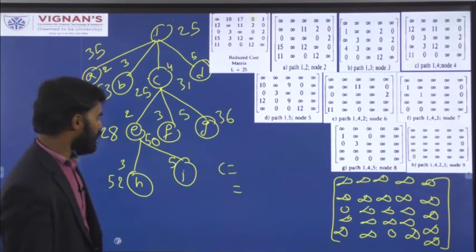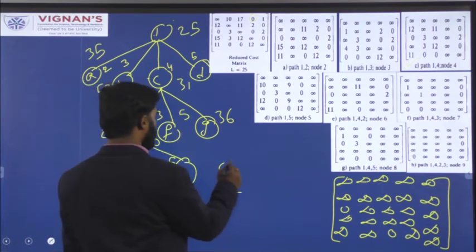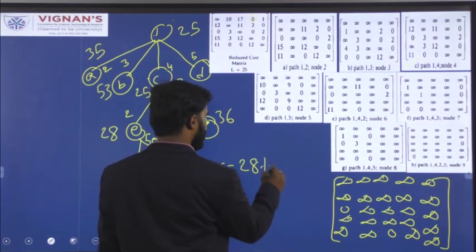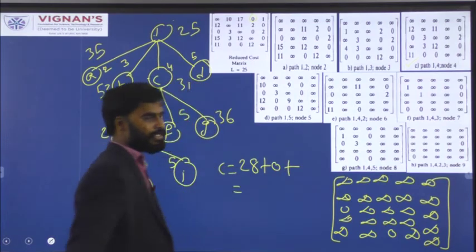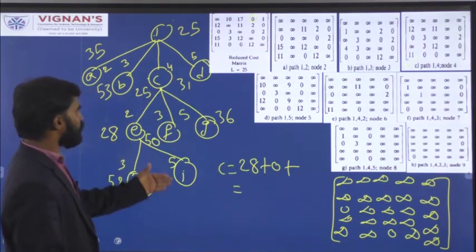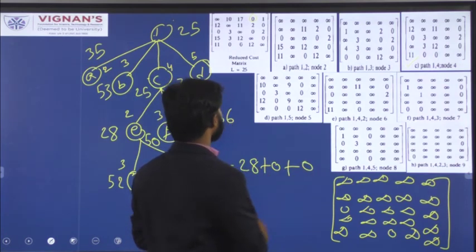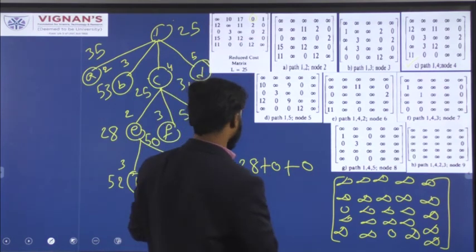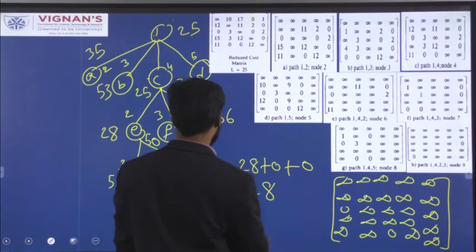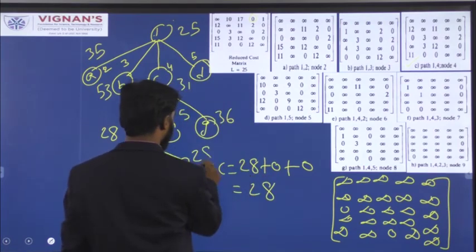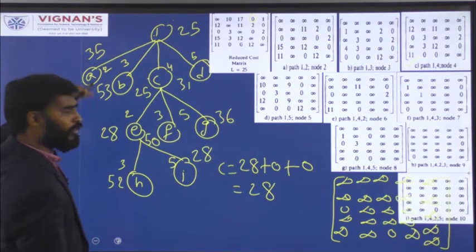The cost of this node I is the cost of its parent 28, cost of reduction plus the distance from 2 to 5. The distance from 2 to 5 is 0. So total cost is 28. So 28 is the cost for node I. You have a set of live nodes.